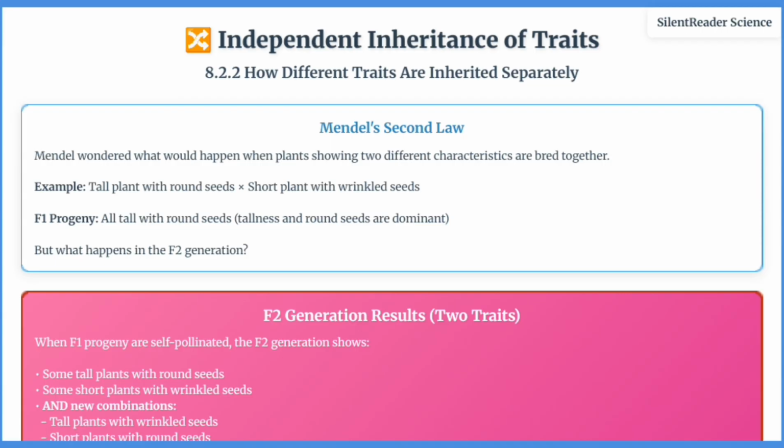The characteristic 9:3:3:1 ratio in dihybrid crosses confirms this independent inheritance. This principle explains why we see such amazing diversity in sexually reproducing species. Traits can combine in novel ways in each generation.